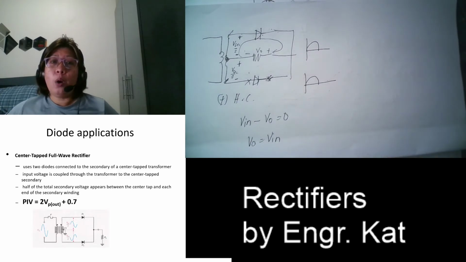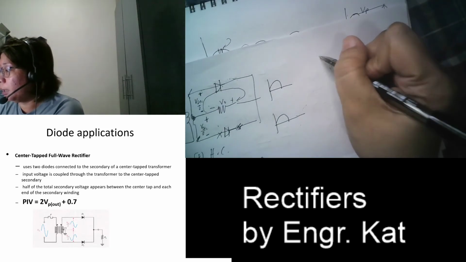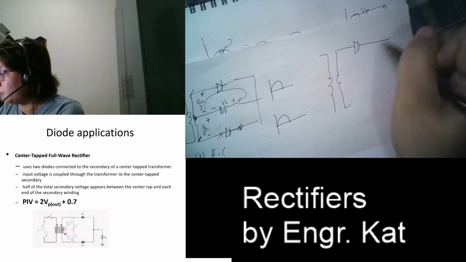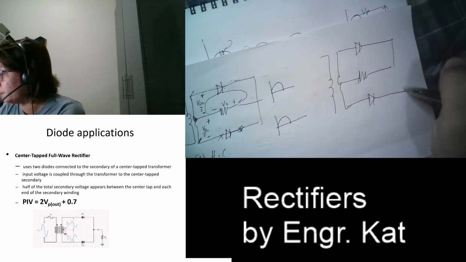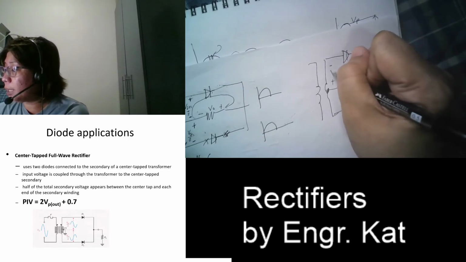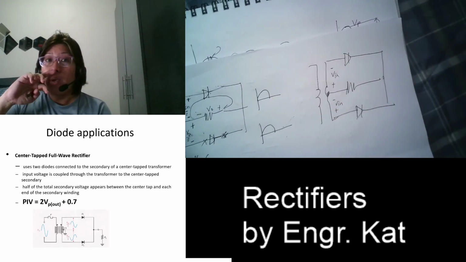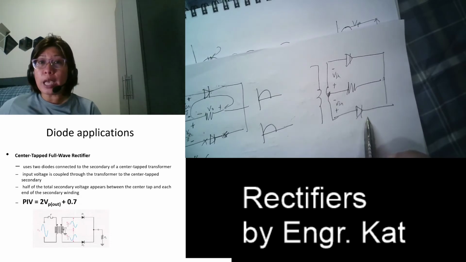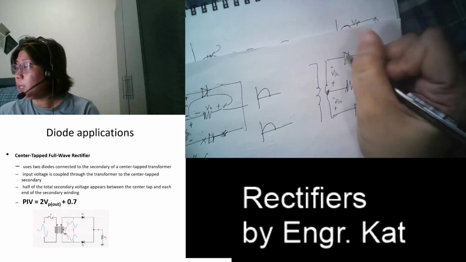Okay? Now, what happens during the negative half cycle? So during the negative half cycle, this will become minus plus your input, and this will become minus plus your input. Okay, so this positive here is connected to your anode here. So this diode is now forward biased, while this diode here is reverse biased. So this is open.